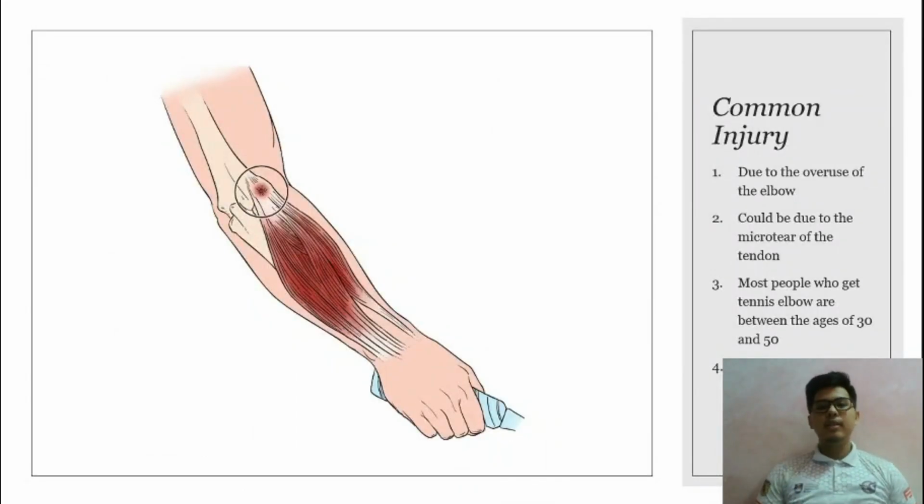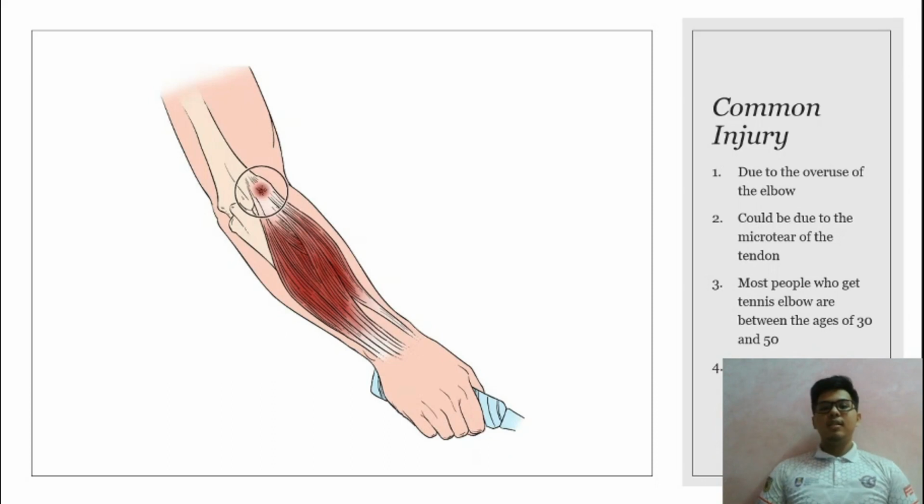So, what is actually this tennis elbow? Tennis elbow, also known as lateral epicondylitis, is a common injury for tennis players. This is usually caused by overuse of the elbow and could be due to inflammation or from micro tears of the tendons. Usually, most people who get tennis elbow are aged 30 until 50, but this injury is common for other ages as well.